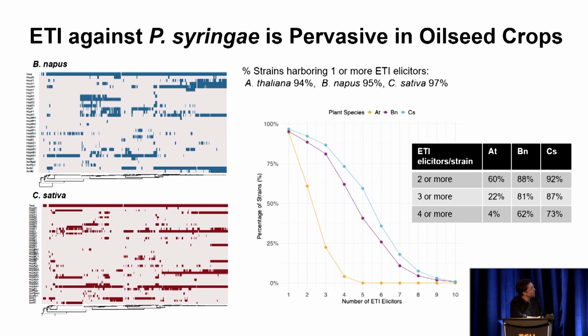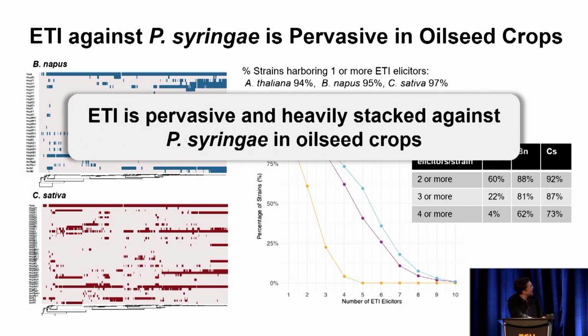If you look, let's start with 4 or more. That's a lot of immune elicitors in one strain. How many strains have at least 4 immune elicitors? Well, in Arabidopsis, there's only 4% of strains that would be recognized with 4 immune elicitors. But in canola, over 50% have 4 immune elicitors. And in Camelina, it's 73%. Meaning that immunity here, this ETI response, this gene-for-gene resistance, is pervasive.